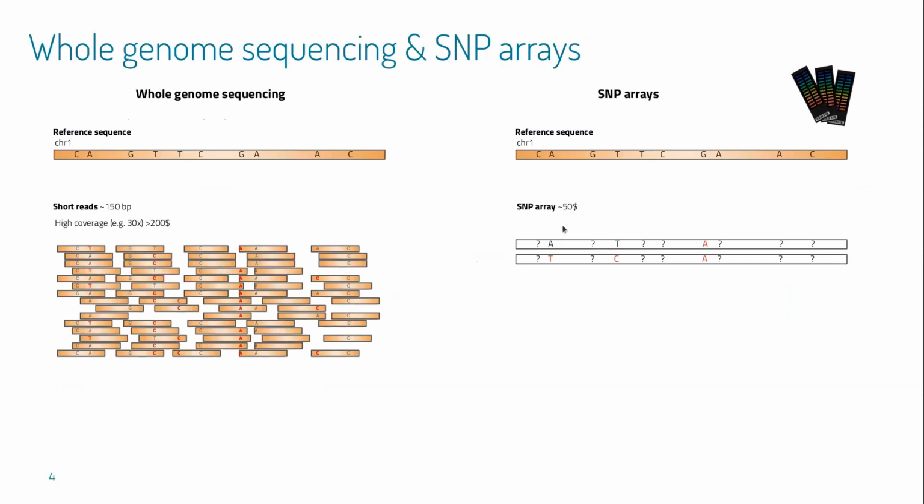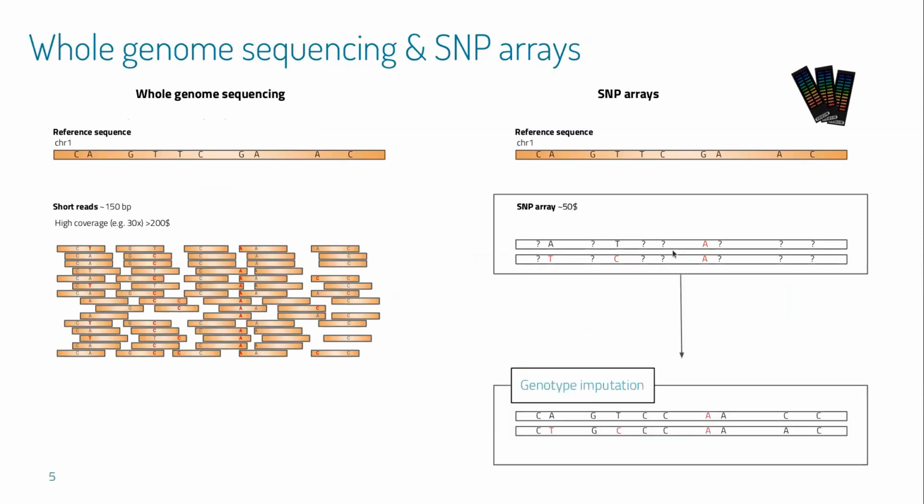And as you can see, only a few of the variants are actually typed on the SNP array. We have missing data all over when the variant is not typed on the SNP array. And as I said, imputation is used to statistically infer the genotypes that are missing.